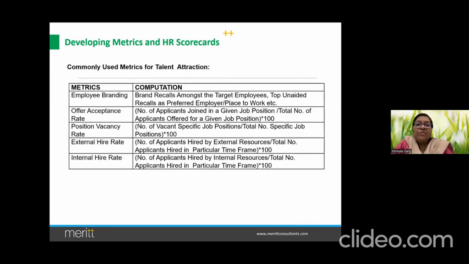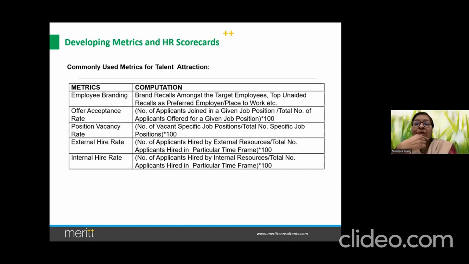Okay. So can you see this? What are some of the metrics used for talent attraction? Anybody? When you want to attract talent, what is it? One metric to look at is employee branding. Yes, employee branding.